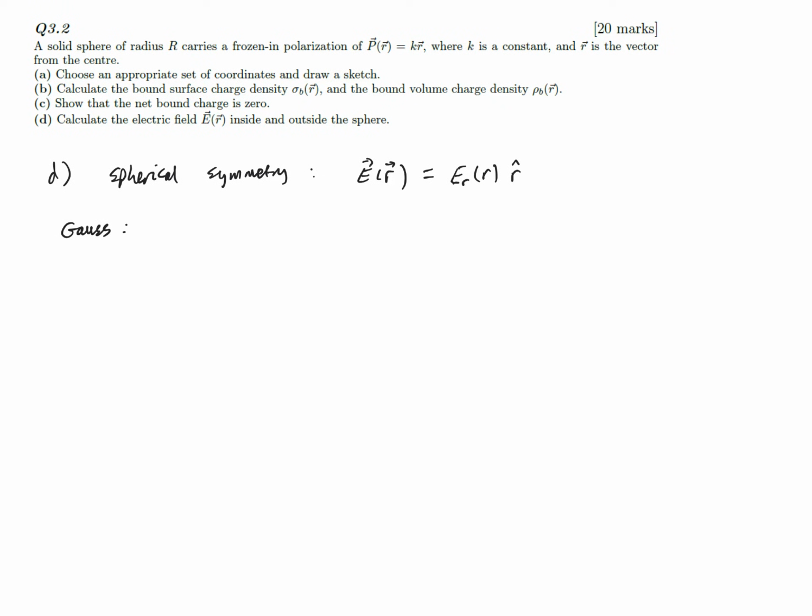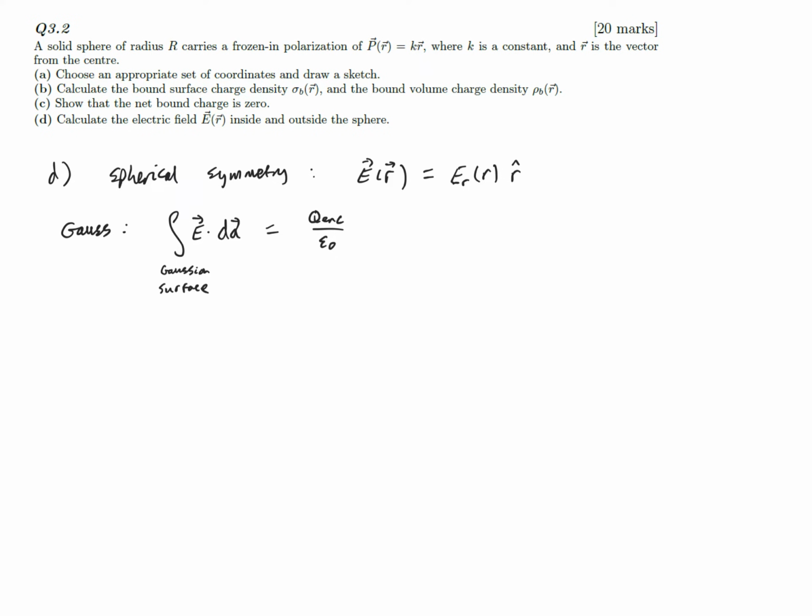And Gauss's law tells us that the electric field flux through a Gaussian surface of our choosing is equal to the charge enclosed within that Gaussian surface divided by epsilon naught. So what Gaussian surface are we going to choose?